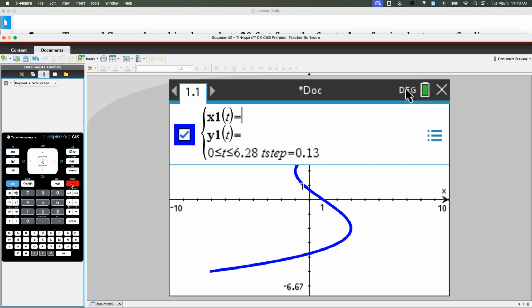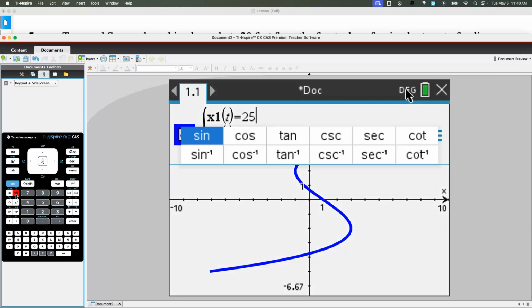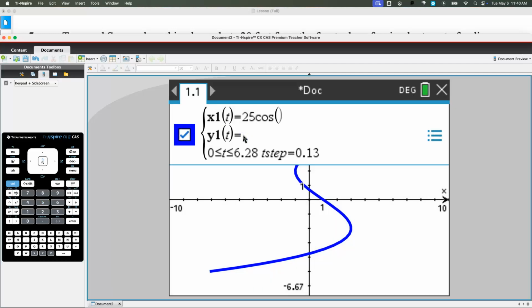So now we need to put in those ones. So we've got 25 cosine of 55 degrees. 25 cosine is located under trig, 55 degrees, and then outside of that parentheses, we need to have a t. Inside is going to mean something totally different. Outside, we need it. That's it.